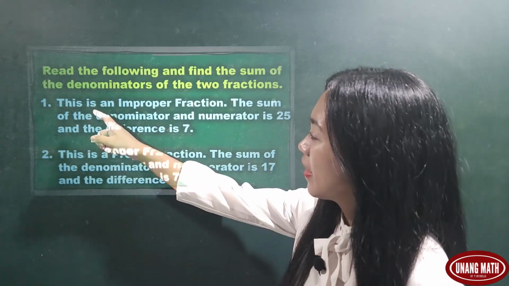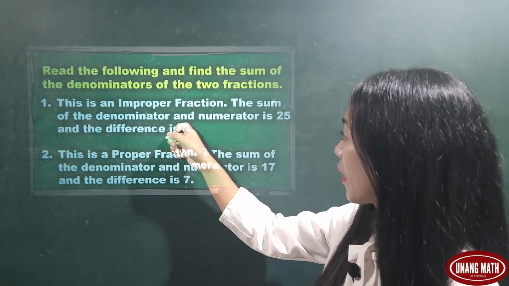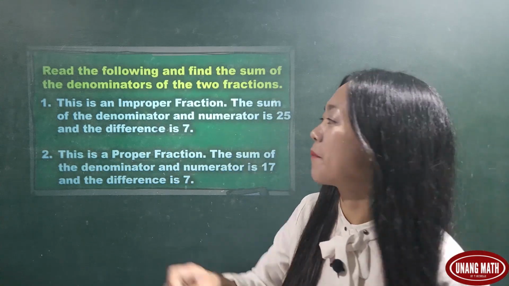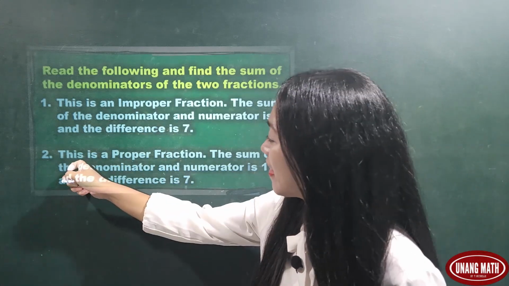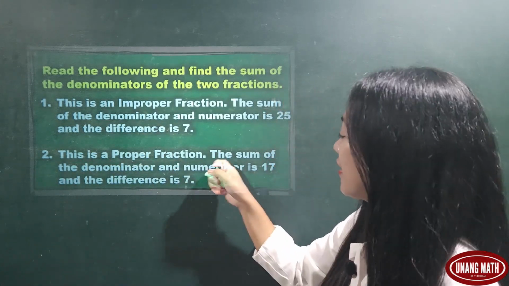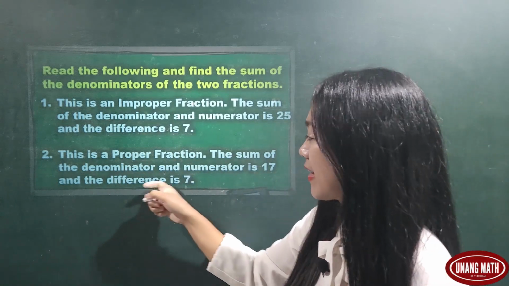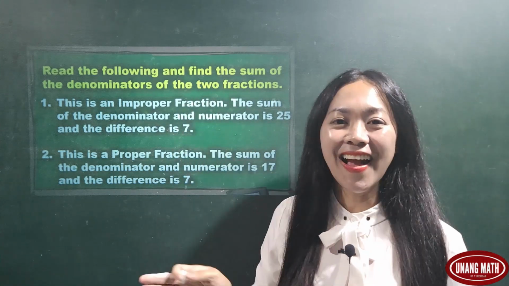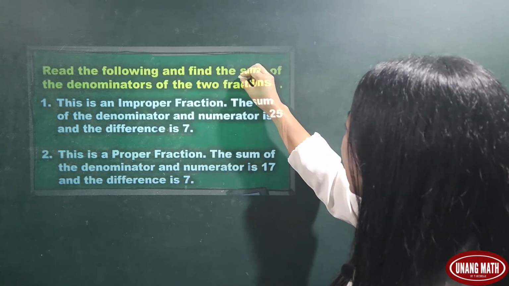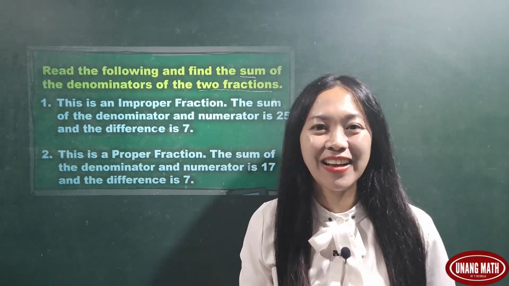Okay, first, this is an improper fraction. The sum of the denominator and numerator is 25, and the difference is 7. Second, this is a proper fraction. The sum of the denominator and numerator is 17 and the difference is 7. So according sa problem na ito, ang kailangan nating malaman ay ang sum of the denominators of the two fractions.